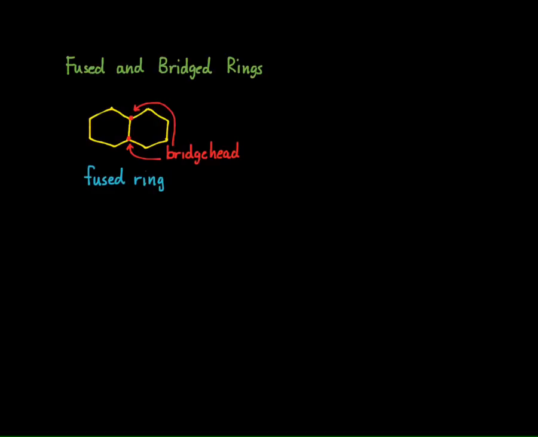Now, it's important to understand how many bridgeheads you have when two rings come together. When you have a fused ring, there's only the sharing of two carbons, and therefore there are only two bridgeheads.